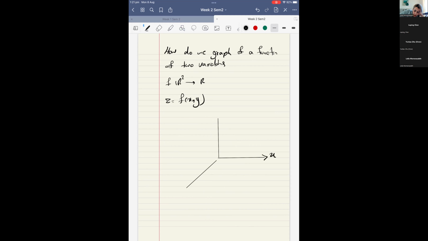You have x, y, and z. For example, x and y, z equals f of x and y. Yes, you have 1, 2, 3 dimensions. Example such as this point.